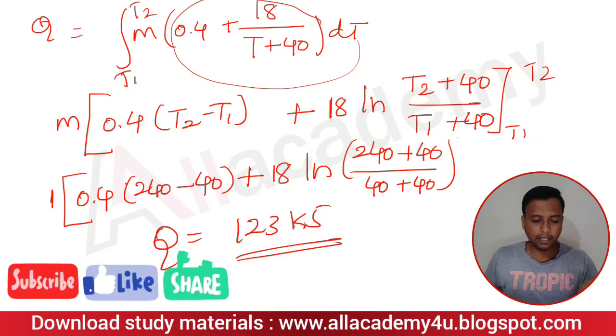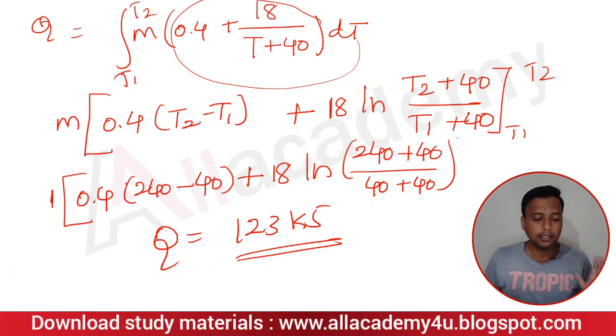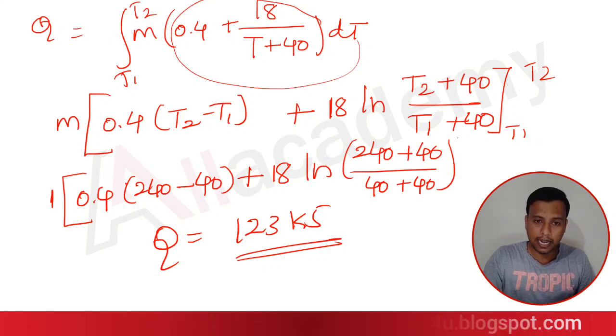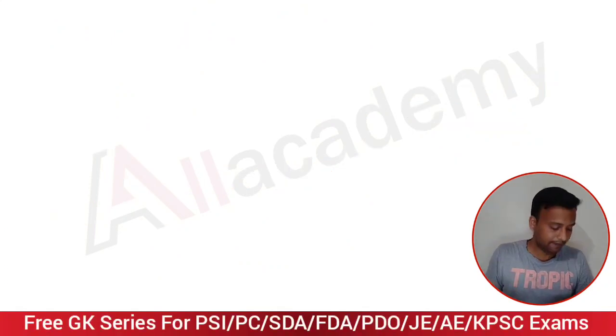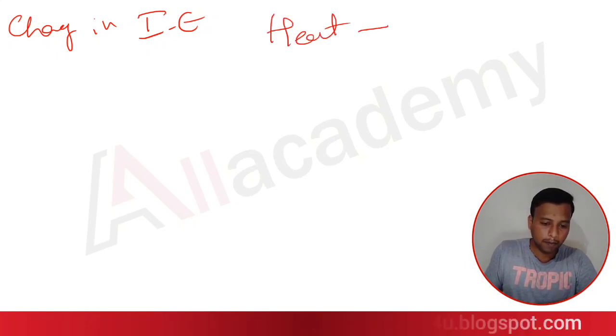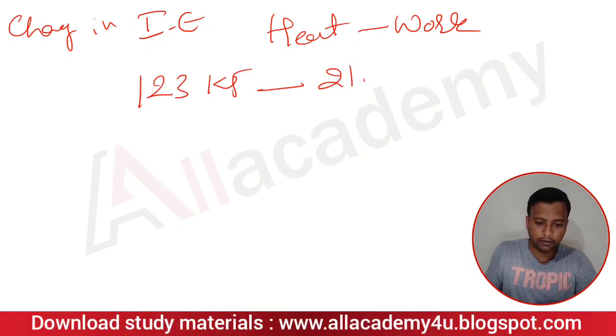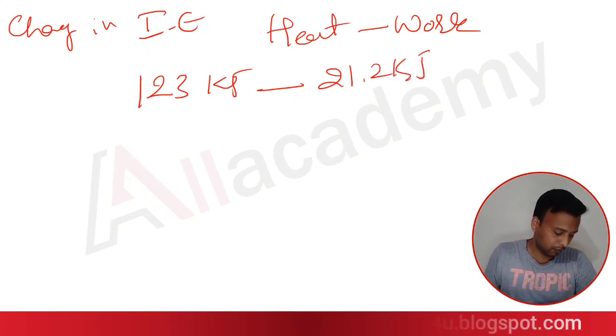Now we have identified the work done. Now we have identified the amount of heat transfer. Now what do we need to identify? We need to identify the change in the internal energy as well as the change in the enthalpy. The change in internal energy is nothing but heat minus work. What is the heat? 123 kilojoules minus 21.2 kilojoules.